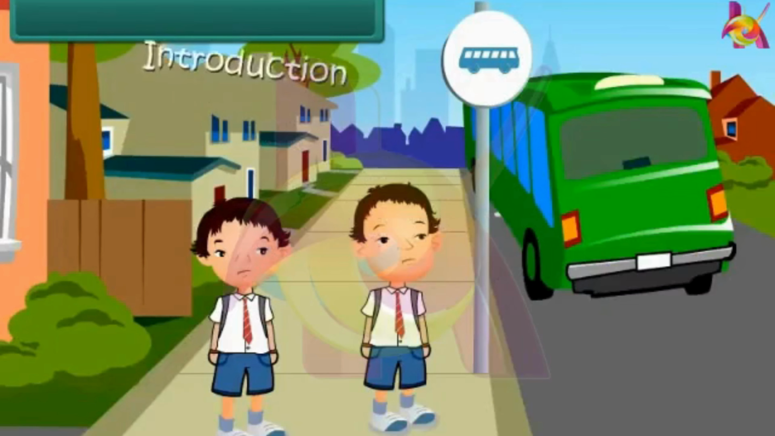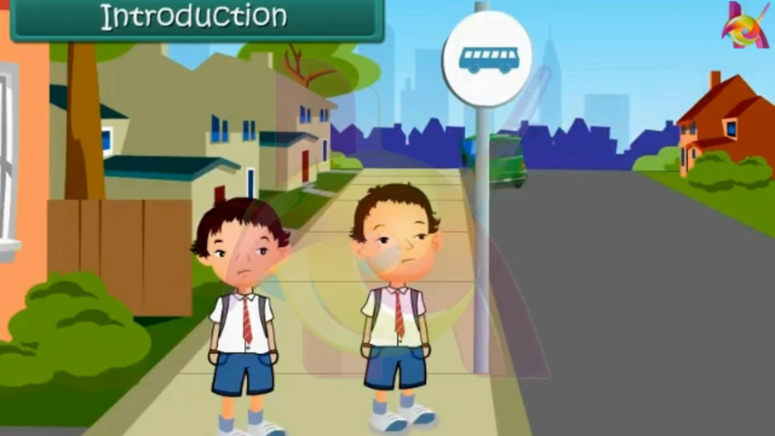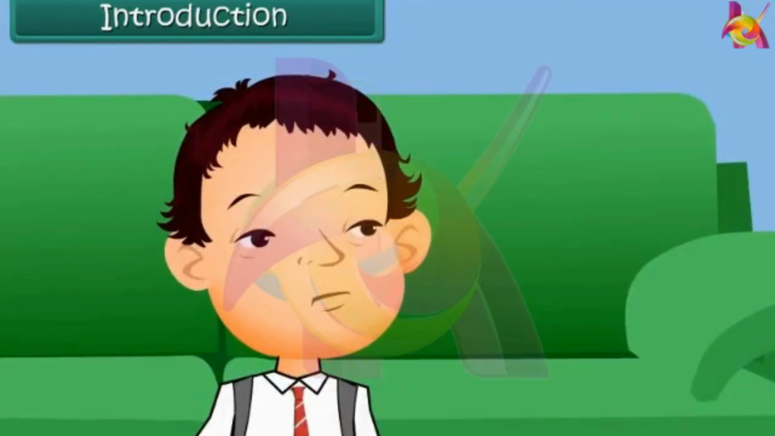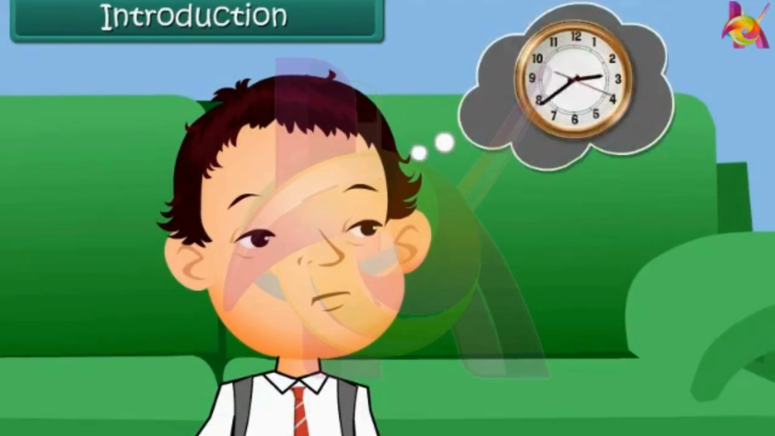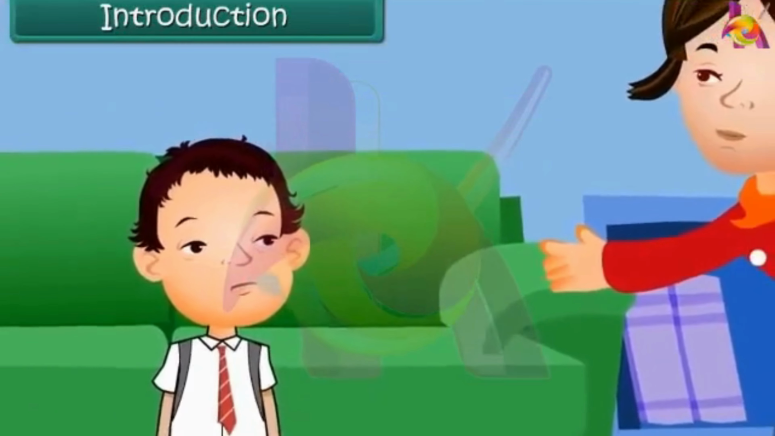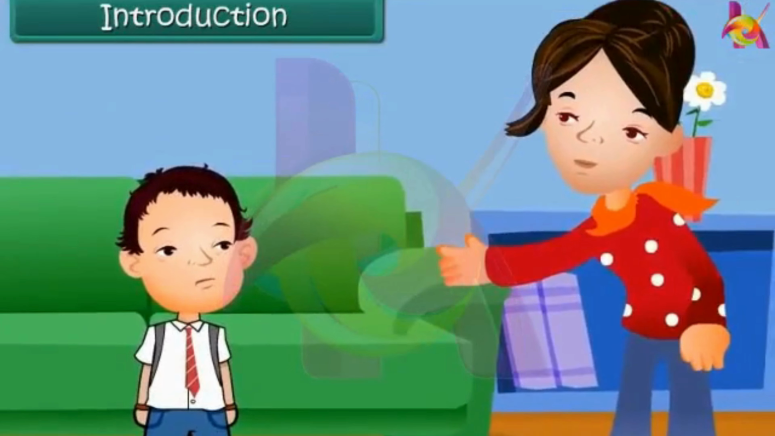Introduction. Kush has missed his school bus again. His mother is very angry with him. Kush knows the cause of this problem. He cannot read time from a clock. As a result, he gets delayed. But he has made up his mind today. He will learn to read time and never miss his school bus.